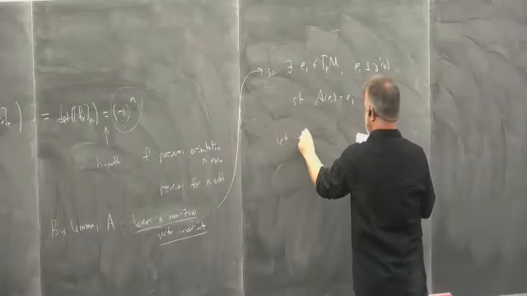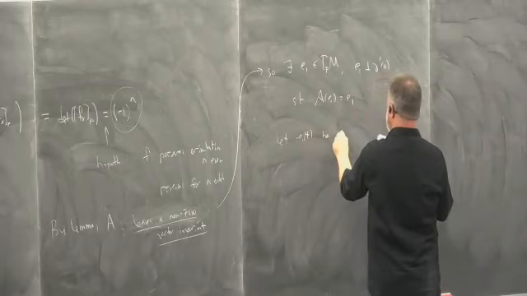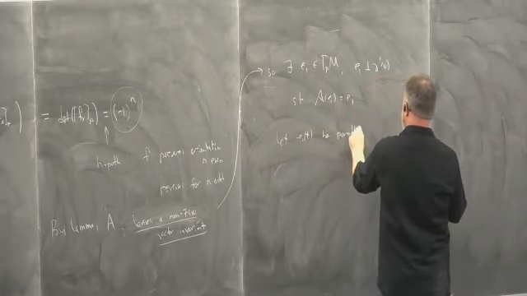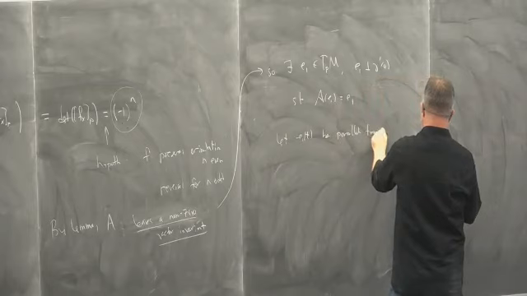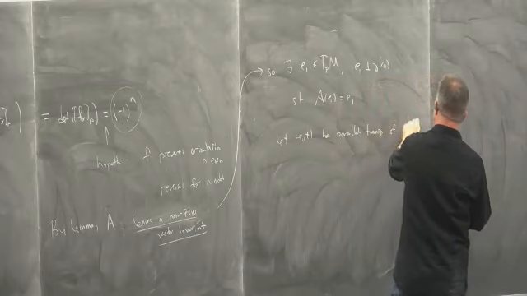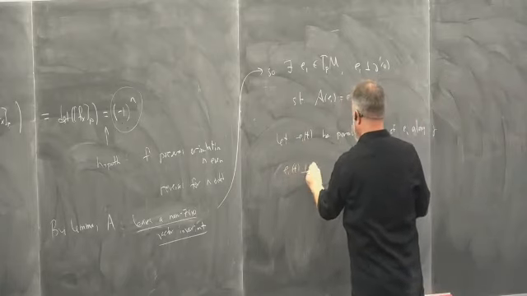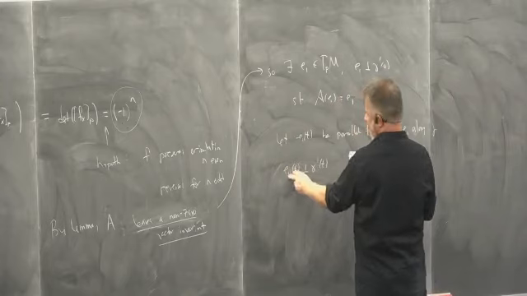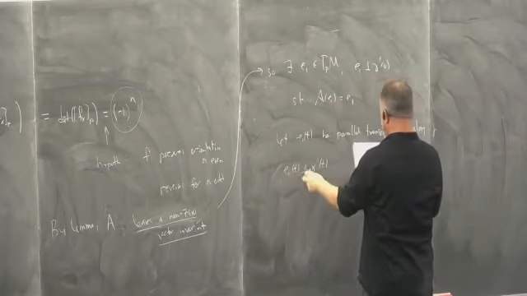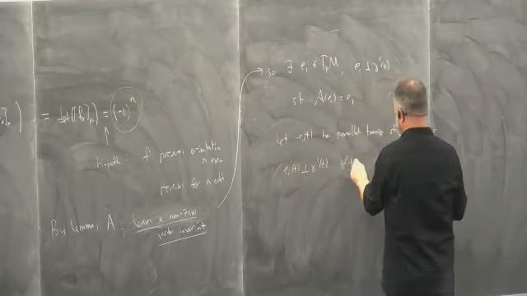Let E1 of t be parallel transport of E1 along gamma. So because parallel transport is an isometry, E1 and gamma prime are orthogonal at time 0, so they're orthogonal for all times.